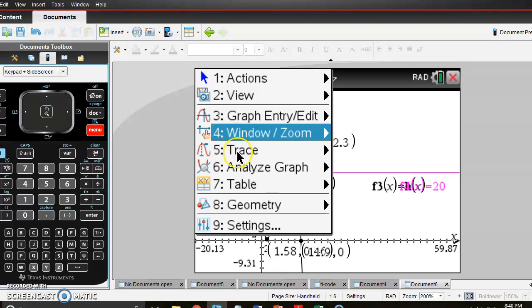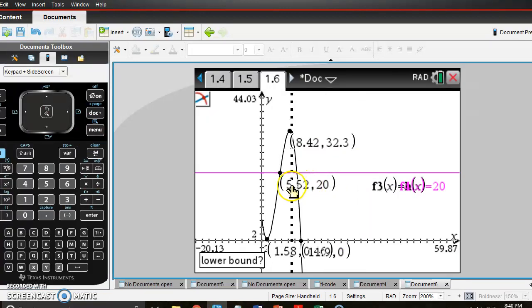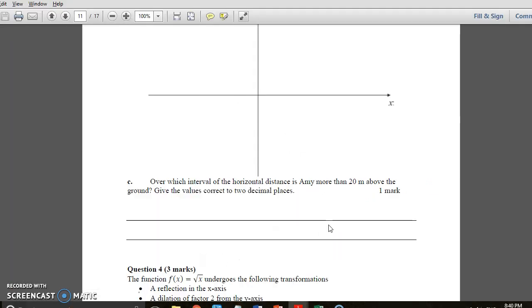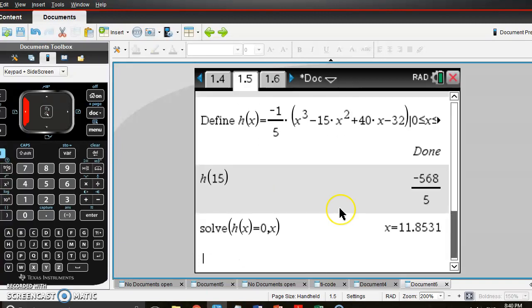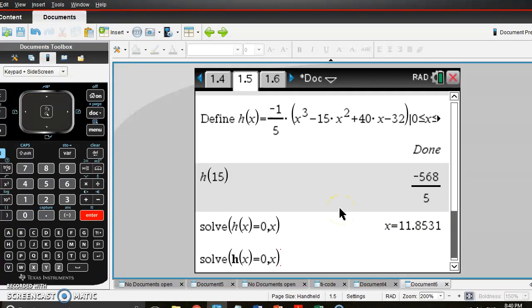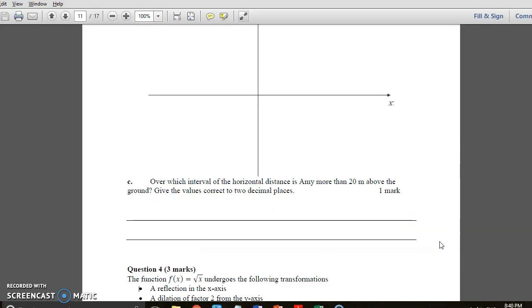and we're going to do it again. Menu, analyze graph, intersection between here and here. So that's gone from 5.52 to 10.6, and we just subtract those two values because it's asked for a distance over which interval. So the interval is between 5.52 and 10.60. The other option is we could say solve h of x for 20. And here it is, 5.52 and 10.64. We could do that as well.